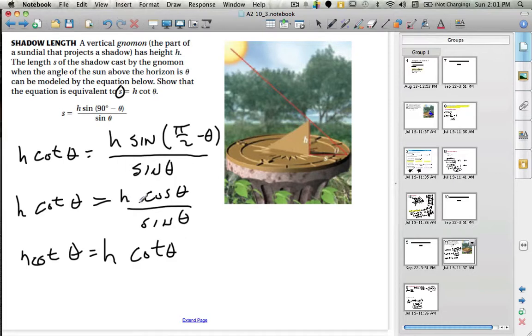Now remember, something in the numerator could always be pulled out. I have two things being multiplied. I could always pull one of them out and put it out here as a coefficient. So h times the cotangent of theta is equal to h times the cotangent of theta. I've proved my identity, and that's how you would go about solving a problem like this. That's it for this lesson.